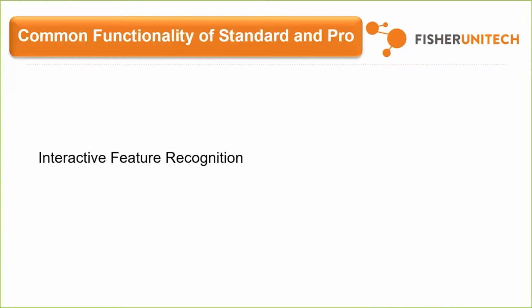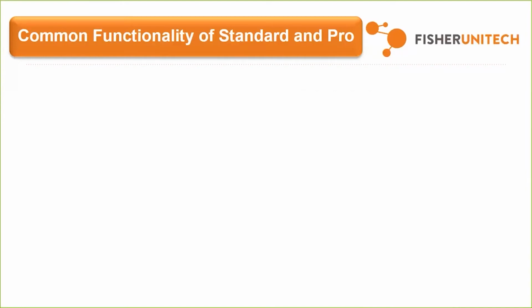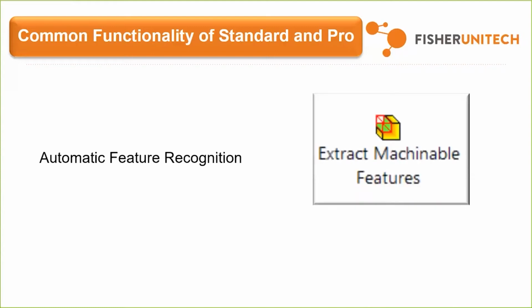You also get what's called interactive feature recognition. This allows you to go in and choose specific features that you might want to program as opposed to automatic feature recognition, which, when you choose the automatic feature recognition button, extract machinable features, SOLIDWORKS CAM is going to go ahead and recognize all features within the part.